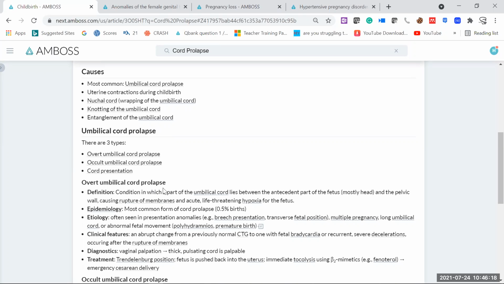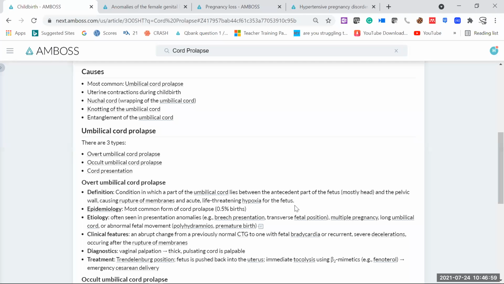So for the overt umbilical cord prolapse, it is a condition in which part of the umbilical cord lies between the antecedent part of the fetus, mostly the head, and the pelvic wall, causing rupture of membranes and acute life-threatening hypoxia for the fetus. So this is actually a prolapse. Overt is a true prolapse in which we can see the umbilical cord protruding from the side of the head, and you can easily appreciate the cord in the pelvis of the patient. It's a life-threatening condition because the fetus can present with severe hypoxia.